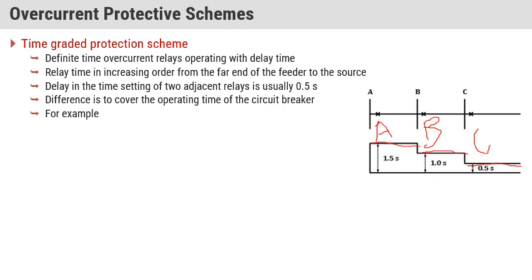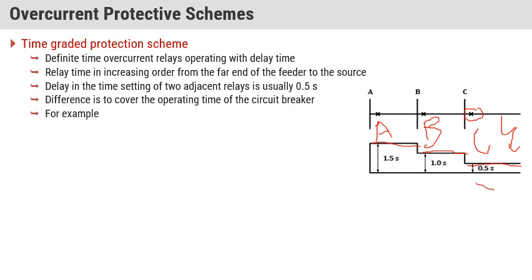It means that whenever a fault occurs, say here, all three circuit breakers observe the fault, or we can say the currents in the secondaries of all the circuit breakers start increasing and reach the pickup value. But due to time grading, we grade the time here. All three circuit breakers see that there is a fault present in the system, but circuit breaker C has the least time to operate.